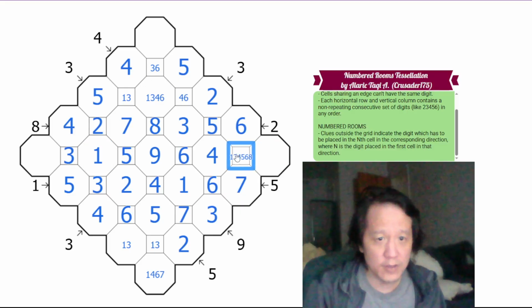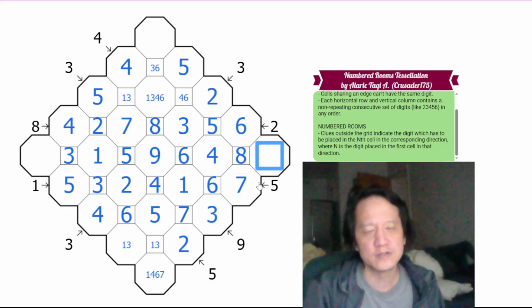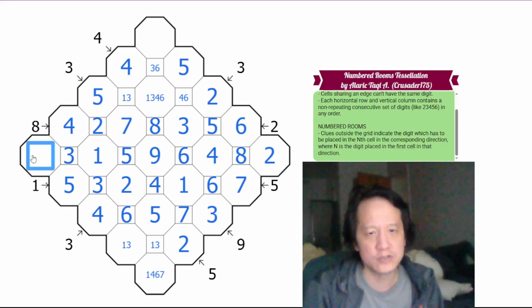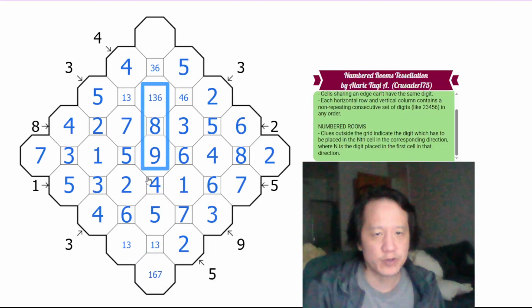This can't be 1, 3, 5, 6, or 4, so it must be 8. That leaves 2 and 7 remaining. This can't be 7 because of the 7 in the cells sharing an edge with it. So that's 2. That's 7. This can't be 4 because of 4 in the column. This can't be 4 because 4 in the column.